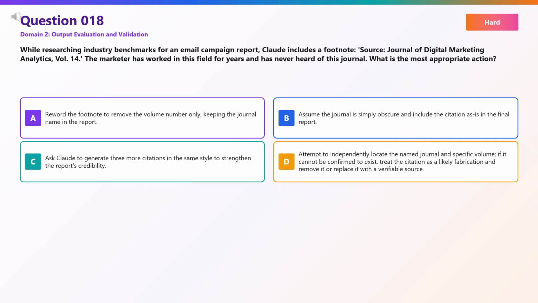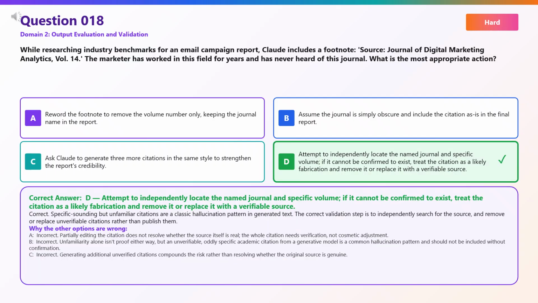Attempt to independently locate the named journal and specific volume. If it cannot be confirmed to exist, treat the citation as a likely fabrication and remove it or replace it with a verifiable source. Specific-sounding but unfamiliar citations are a classic hallucination pattern in generated text. The correct validation step is to independently search for the source and remove or replace unverifiable citations rather than publish them.